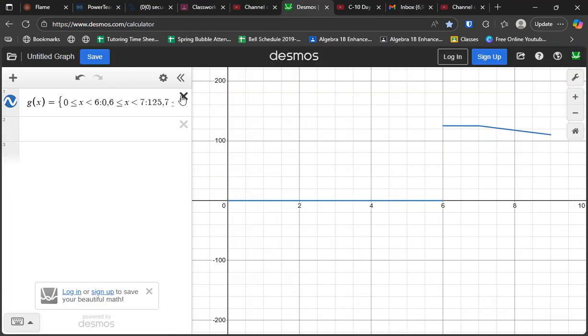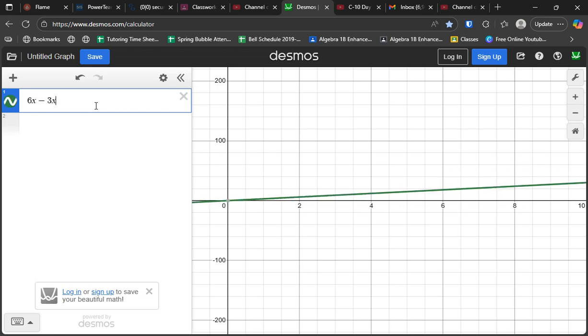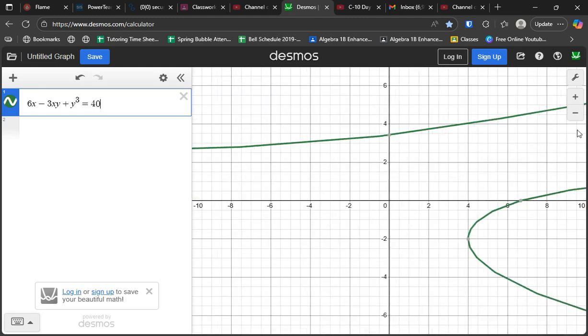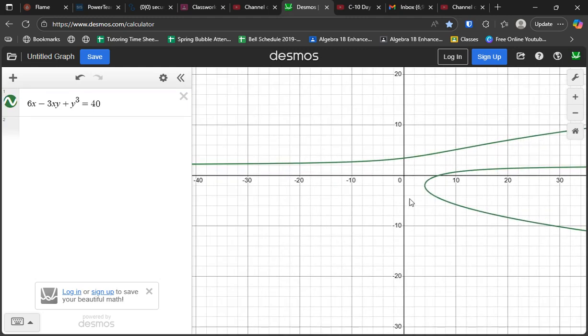Our function was 6x minus 3xy plus y cubed equals 40. I'm in a weird zoom. Yeah, there we go. So we do have a vertical tangent line there at the point (4, -2). And as you can see, there are no horizontal tangent lines. There's a horizontal asymptote here, but that means that the line never really does get flat.